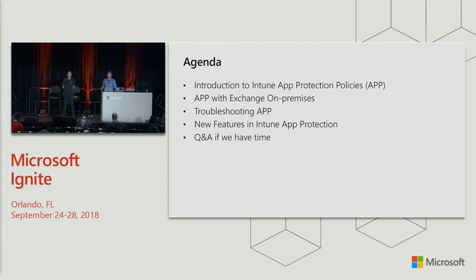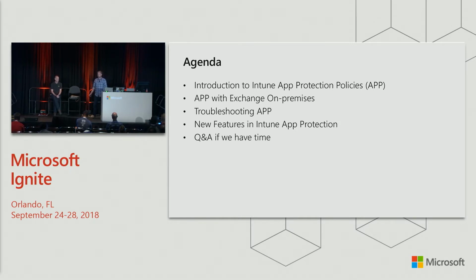So enough waffling. In terms of an agenda today, we're going to first start off with an introduction to Intune App Protection. We'll have 2 or 3 fluffy slides, a really basic demo, and then we'll get into some of the more technical content. Neil here is going to talk about Exchange on-prem and APP, including conditional access, how to get all that working, and a couple of demos there.